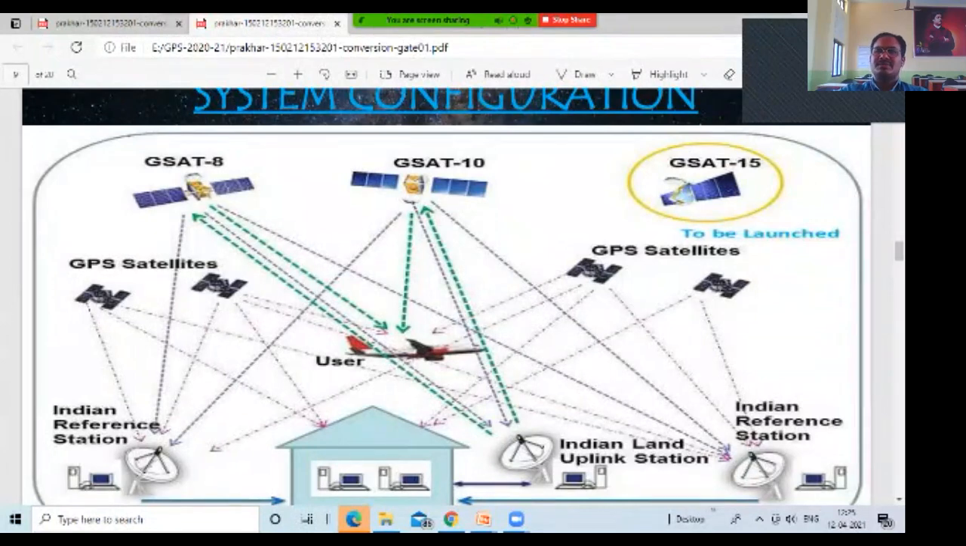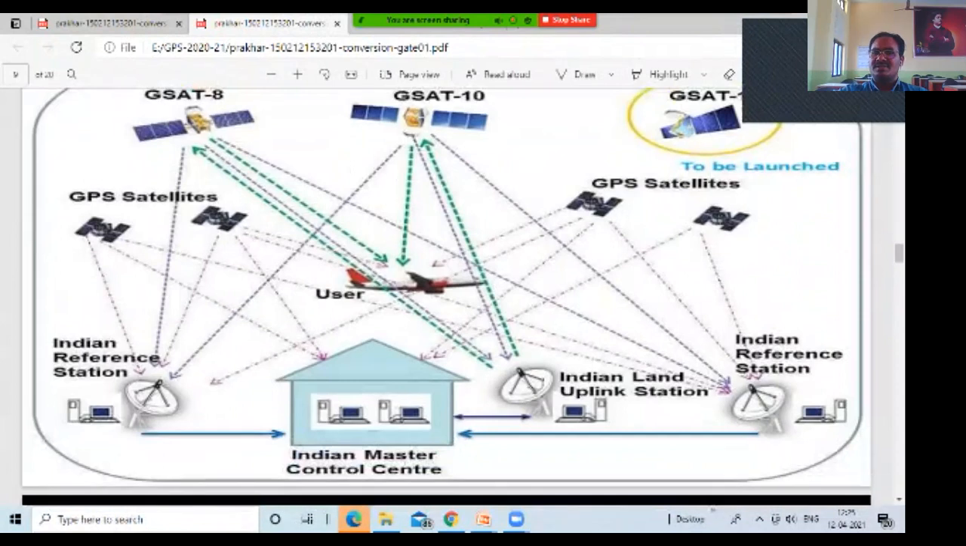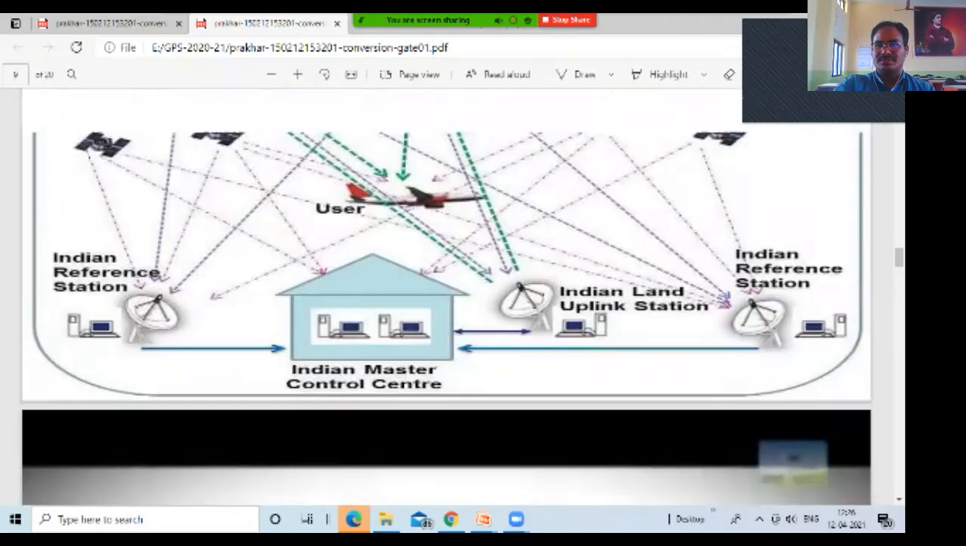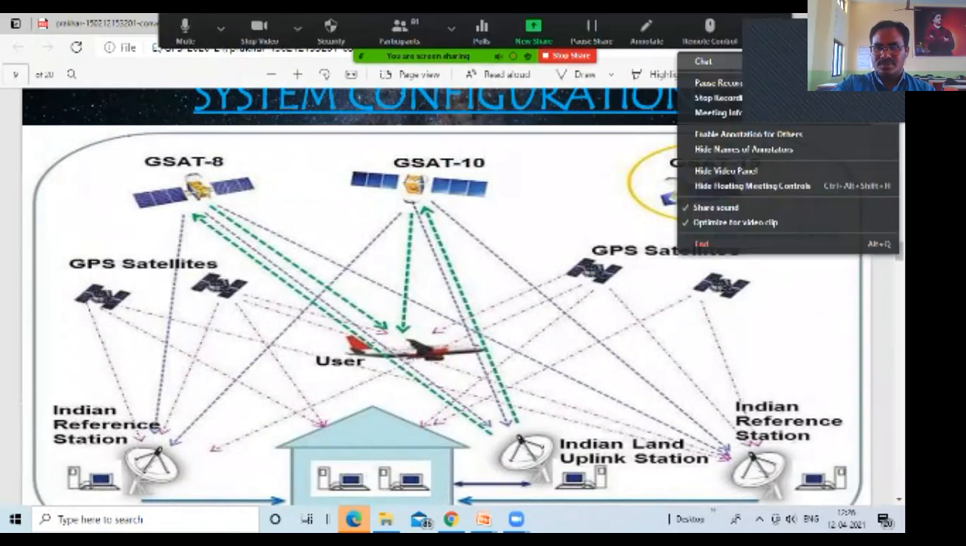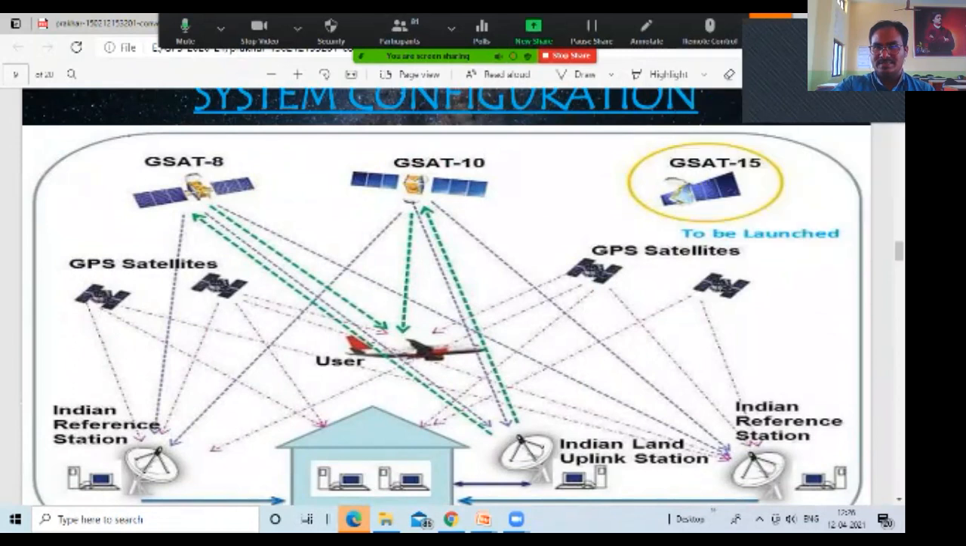So GPS majorly works with the satellites and radio frequency signals. But remember, from a reference station to the master control station, or from the master control station to a reference station, the communication is done via wire, that is, optical fiber cables. This is one important point to be noted. Don't get confused about how the communication is taking place between the reference stations and the control stations. Any doubts?